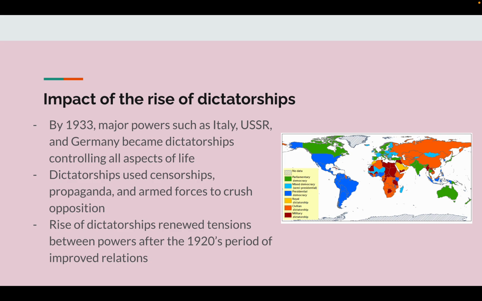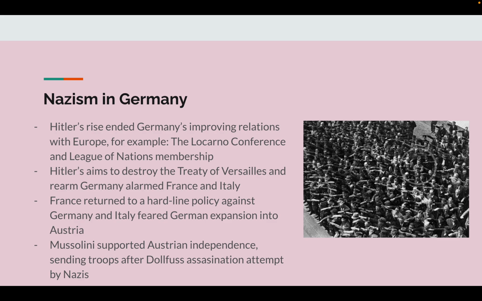The impact of the rise of dictatorships. By 1933, major powers such as Italy, USSR, and Germany became dictatorships controlling all aspects of life. Dictatorships use censorship, propaganda, and armed forces to crush opposition. The rise of dictatorships renewed tensions between powers after the 1920s period of improved relations.